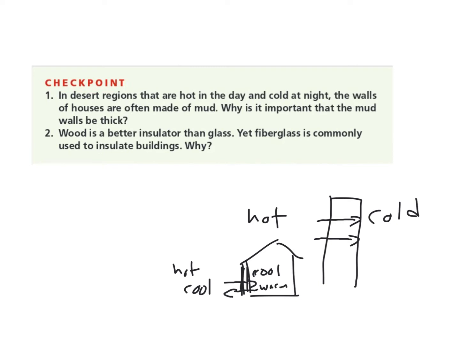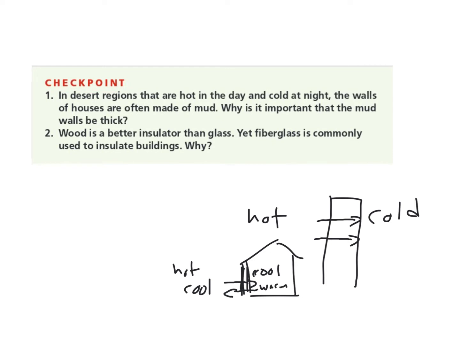Now the next question says, wood is a better insulator than glass. That is, if you have a block of wood and you have a block of glass, the wood is going to be better at insulating than glass would be. Yet, we don't insulate our houses with wood. We generally use fiberglass. Why?